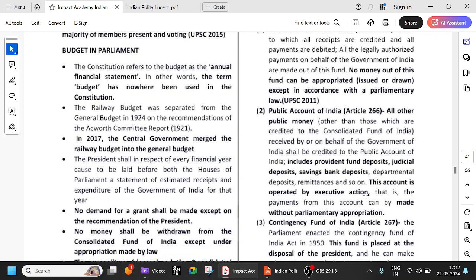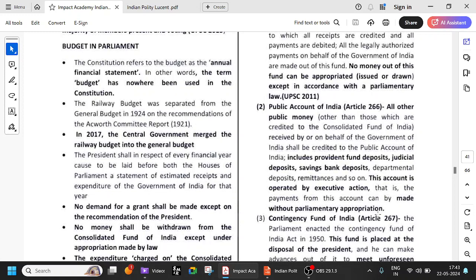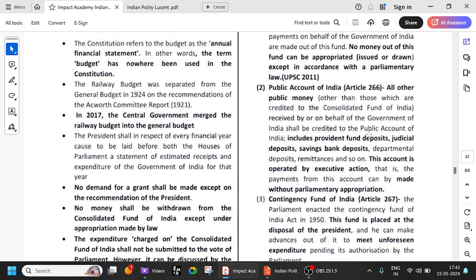This account is operated by executive action. That is, the payments from this account can be made without parliamentary appropriation. So provident fund, for example, we have the provident fund regulatory authority and all these things, right? When a person wants to remove money from his provident fund, every time the parliament cannot go and make a law for it. So these things for which there is no requirement of any law are put in the public account. So one is the Consolidated Fund of India, and the other is the Public Account of India.